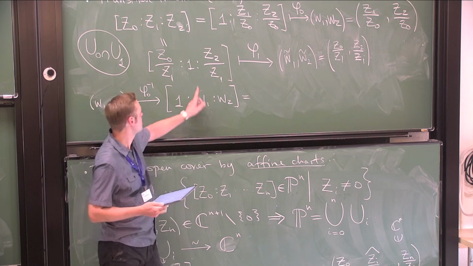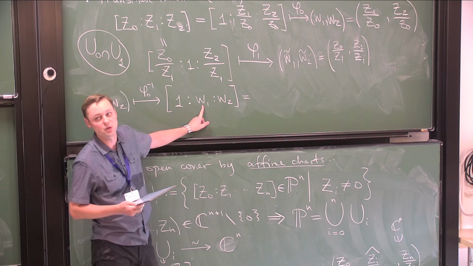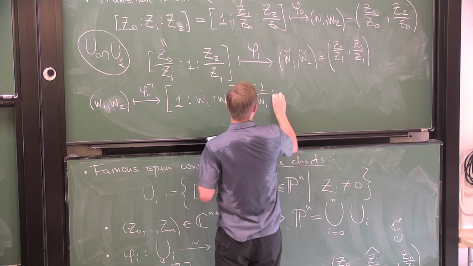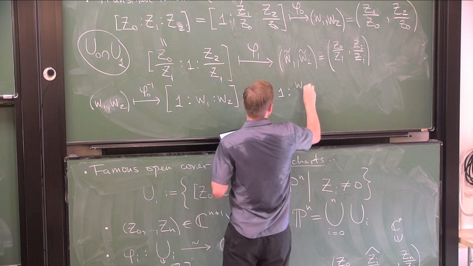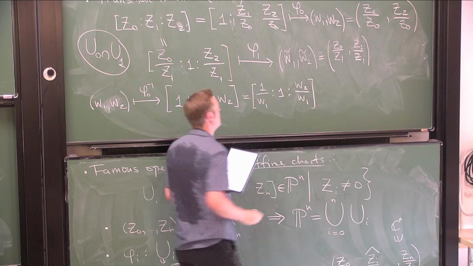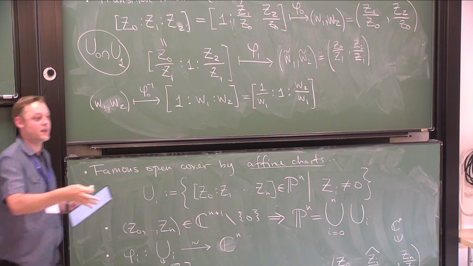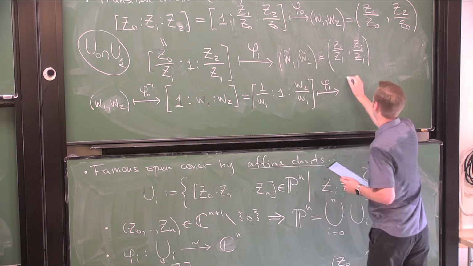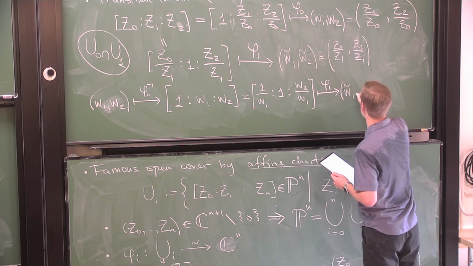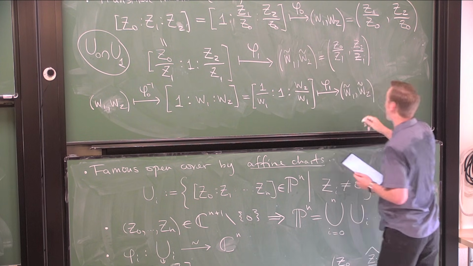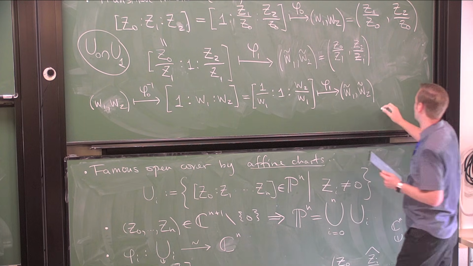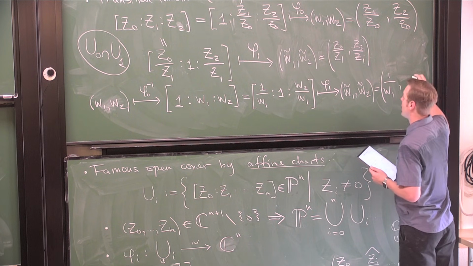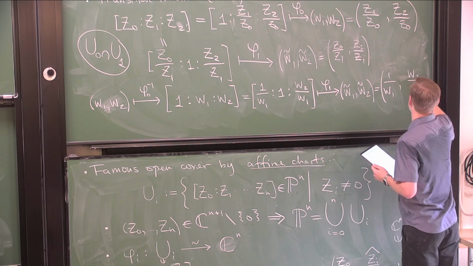So what I need to do is take all these numbers and divide by w1. So I get 1 over w1, 1, w2 over w1. And now I can just apply the formula for phi 1. And so this is my w1 tilde, w2 tilde, now as functions of w1, w2. And what are they? Well, it's 1 over w1 and w2 over w1.